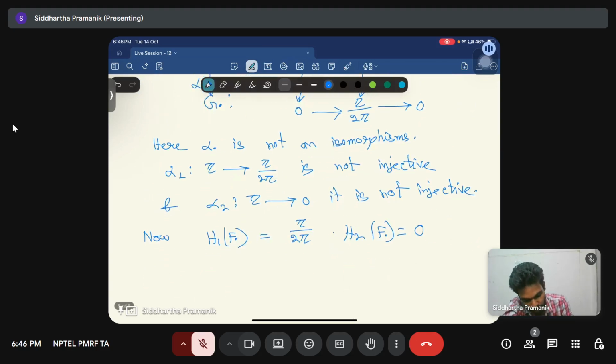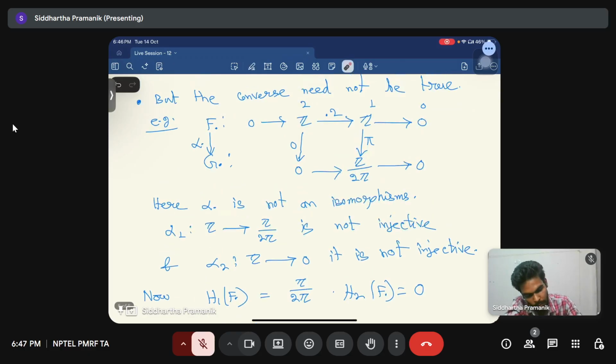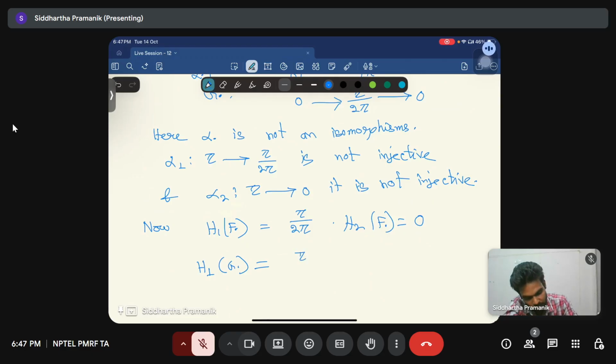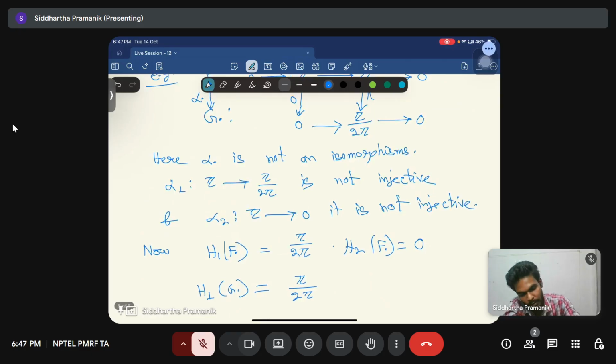Now the first homology of G dot. So this is the first position. Kernel of this map: everything is going to 0, so kernel is the whole module. So kernel is Z mod 2Z. And image is 0. So homology is Z mod 2Z. And we have no other module in this complex, so other homologies are 0.